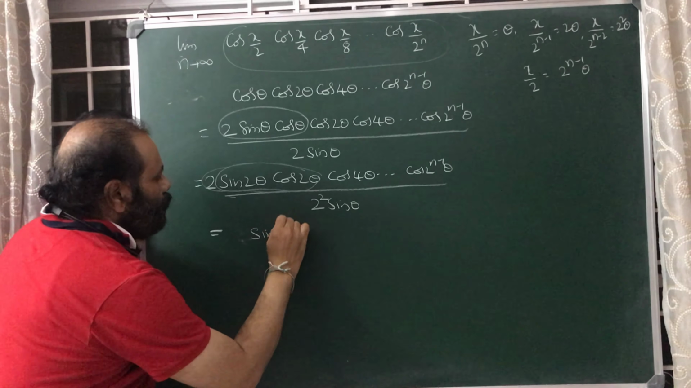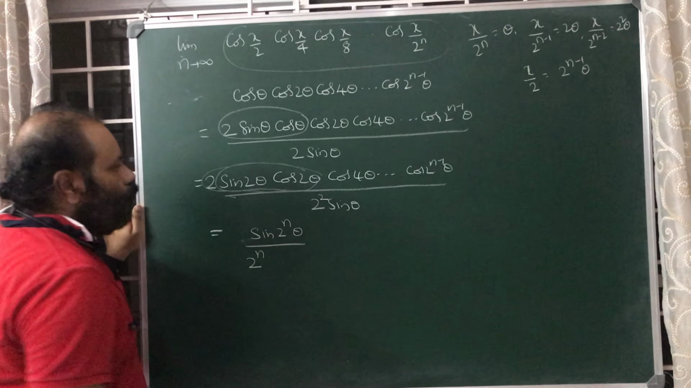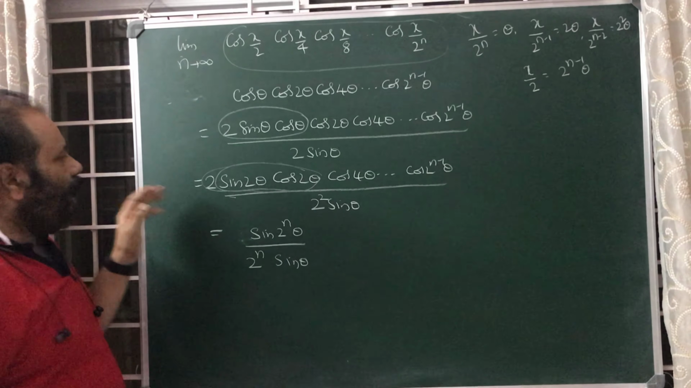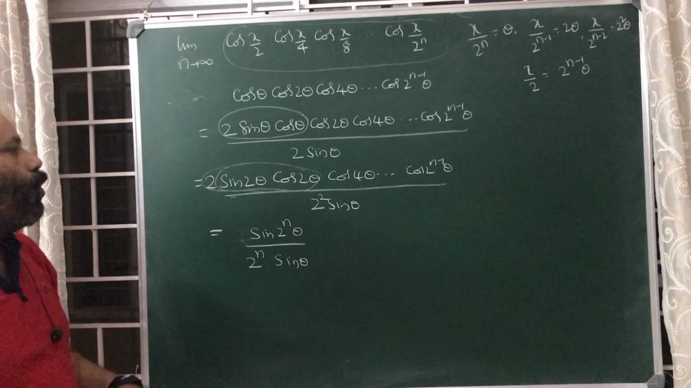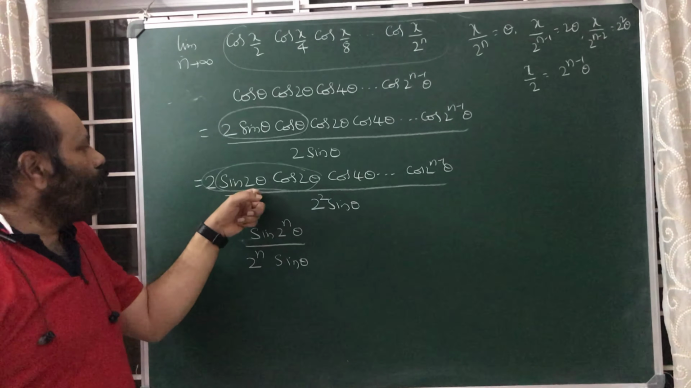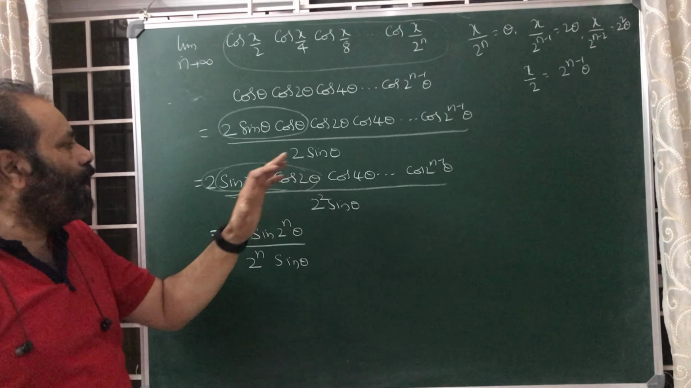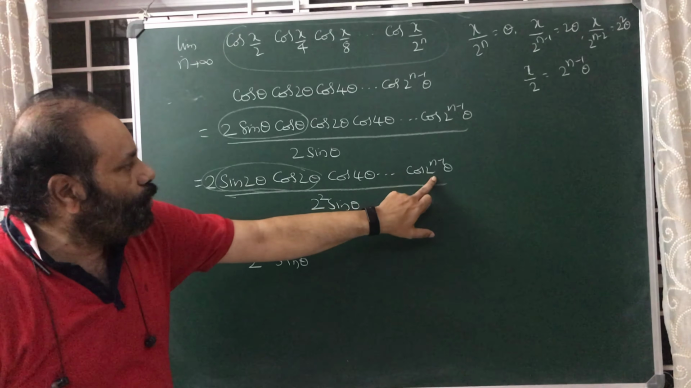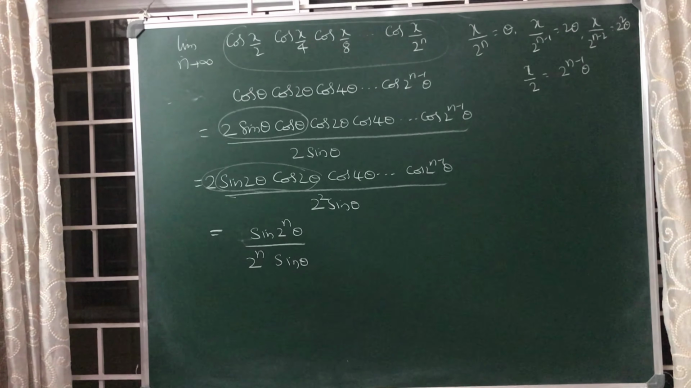after one stage, it is going to be converted to sin 2 power n theta by 2 power n into sin theta. Because I have to multiply by 2 n number of times, it will become 2 power n. Moreover, this 2 theta will become 4 theta, next 4 theta will become 8 theta. Finally, we are going to get sin 2 power n minus 1 theta into cos 2 power n minus 1 theta, so that it will become sin 2 power n theta.